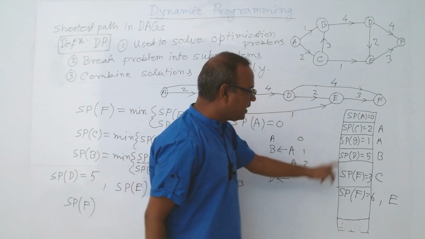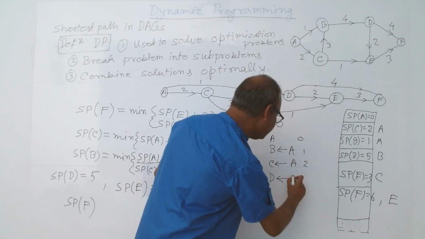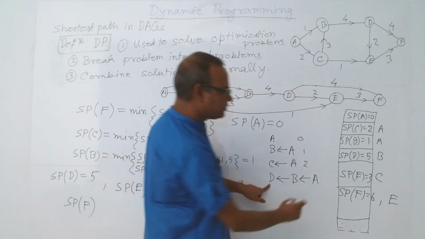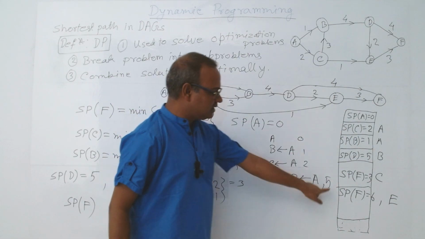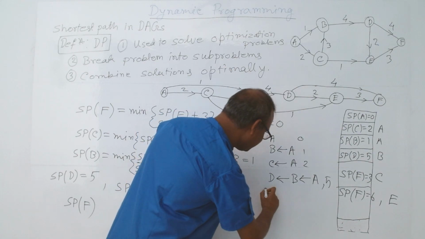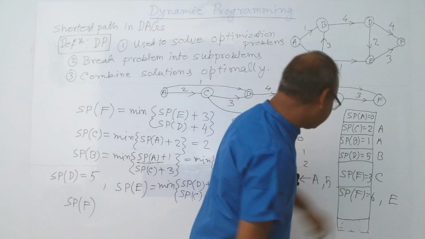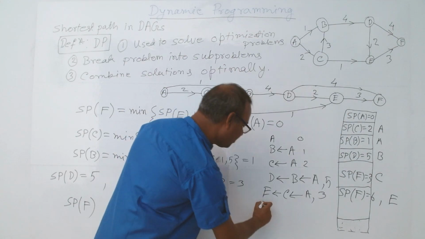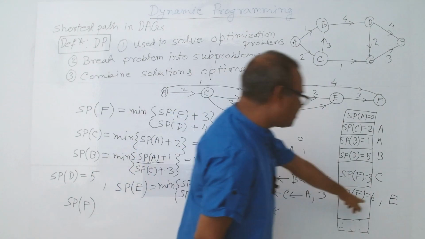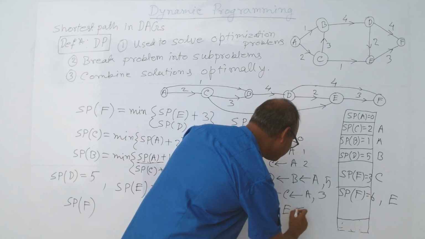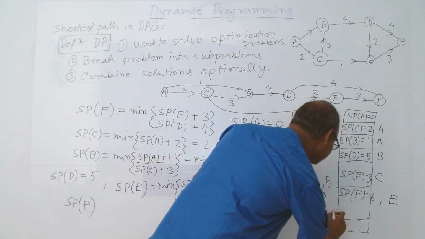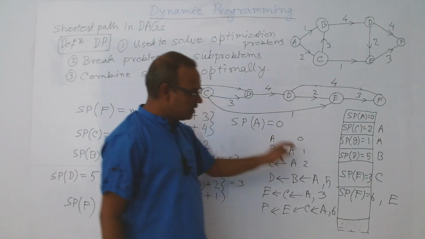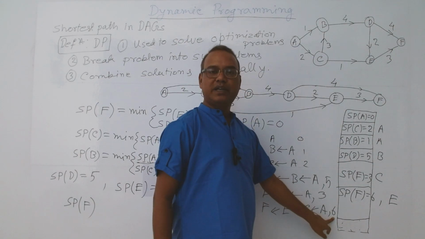D can be reached from, let's look at the D table. It can be reached from B, and B can be reached from A. We already know that. The cost of D is 5. So this is the path and this is the value. Now we have to compute two more paths. E will be reached from C, and C was from A. The cost was 3. F was reached from E, and E reached from C, reached from A. Cost was 6. Now we got the shortest path for all the vertices, and we got the path and the weight. So we got both the things.